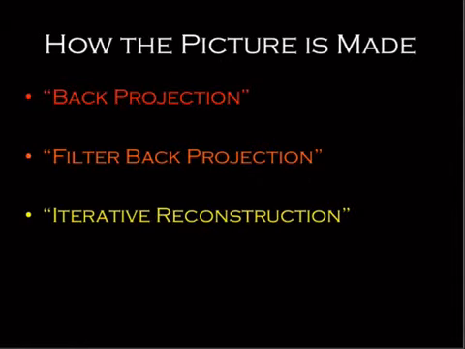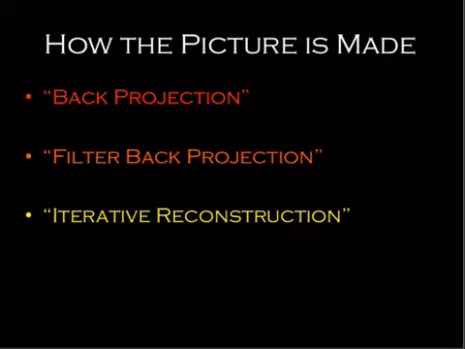So how's the picture actually made? I mentioned that there's raw data that's acquired, and then there's this math that happens. There are a couple of different ways to do it. Back projection is the original way. This is where equal attenuation was given to all the pixels along the ray. Filtered back projection is the more modern way, and basically it has a mathematical filter. Multiplying different projections makes a better picture.